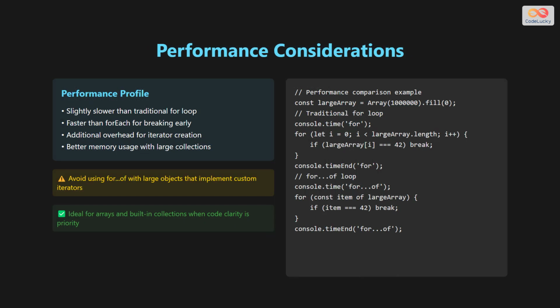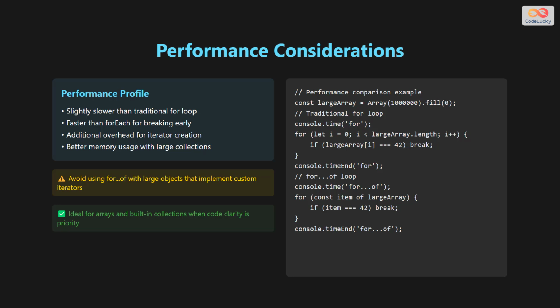When considering the performance of the for...of loop, it's important to know that it is slightly slower than the traditional for loop, but it is faster than the forEach method when you need to break the loop early. There is additional overhead involved in the iterator creation. However, it offers better memory usage with large collections. It is ideal for arrays and built-in collections when code clarity is a priority. However, avoid using it with large objects that implement custom iterators.